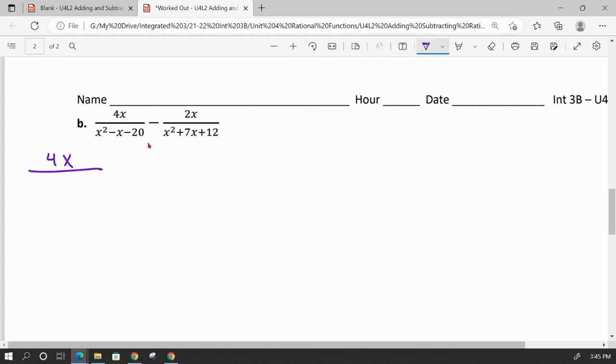Do not factor your numerators. The numerators stay the same. So in your denominator, you've got x squared minus x minus 20. We're going to factor that into two binomials. The x squared factors into x and x.